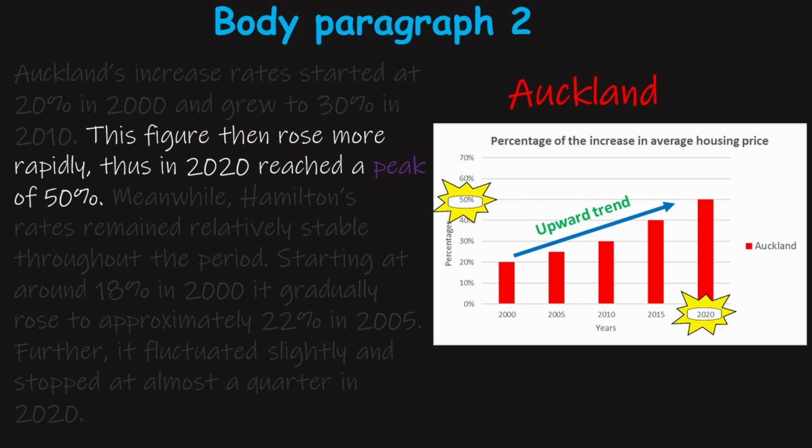The word peak is the indicator of the highest point of this trend. It should be used to emphasize the main features. The red word thus is an adverb. In this particular case, it is used to show the consequences of the previous events.